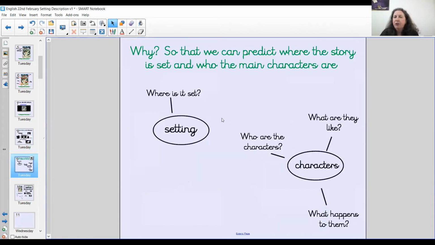Okay, so let's have a look. Our why was so that we could predict where the story is set and who the main characters are. So if we have a think about the setting, where is our story set? And have a think about our characters. Who could the characters in our story be? What are they like? What might happen to them? Okay, there's lots of questions that we could ask and that we could write in our prediction based on the evidence from the trailer and the book cover.